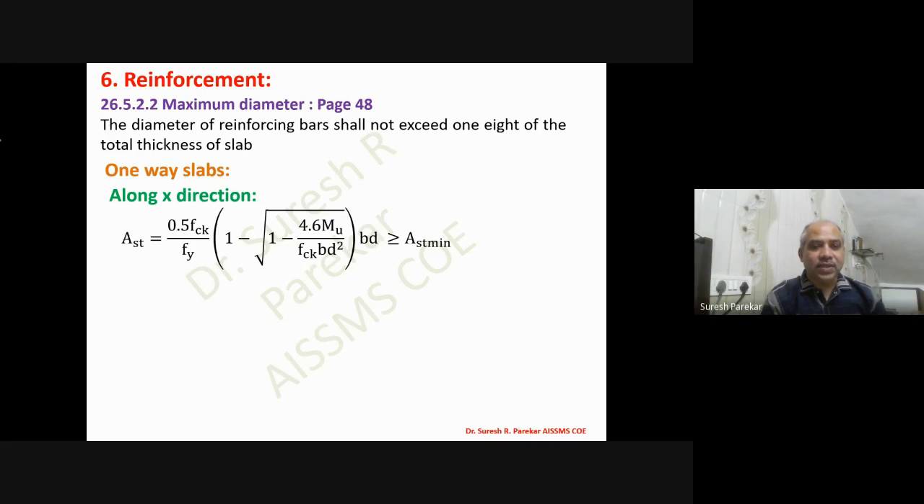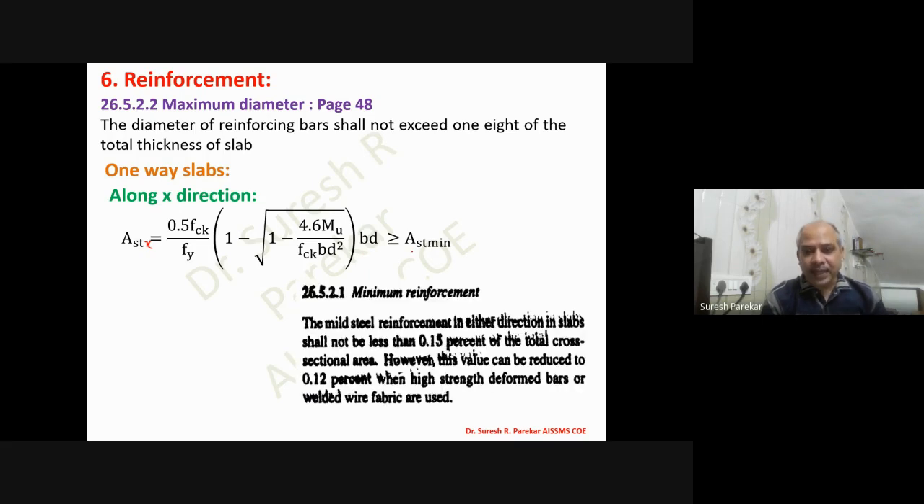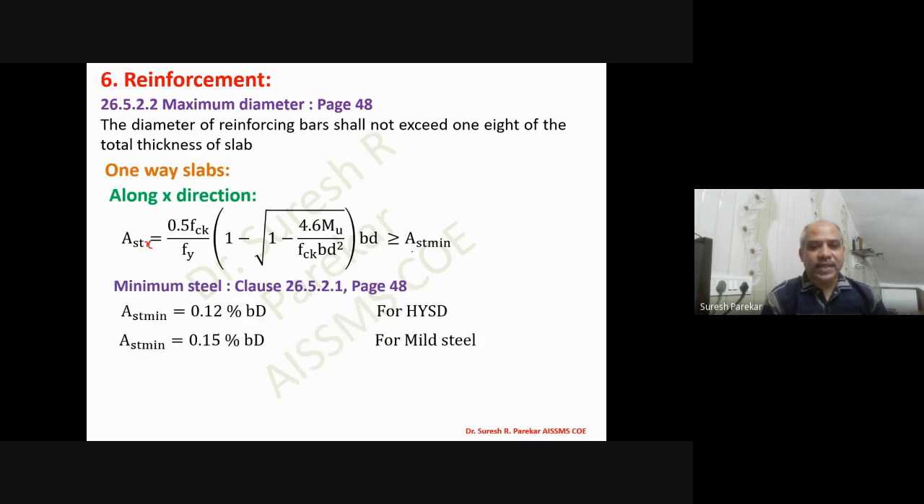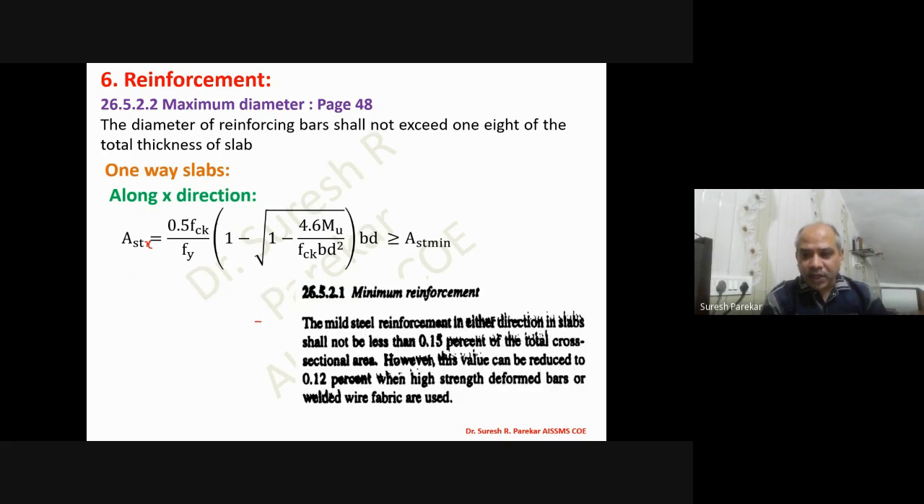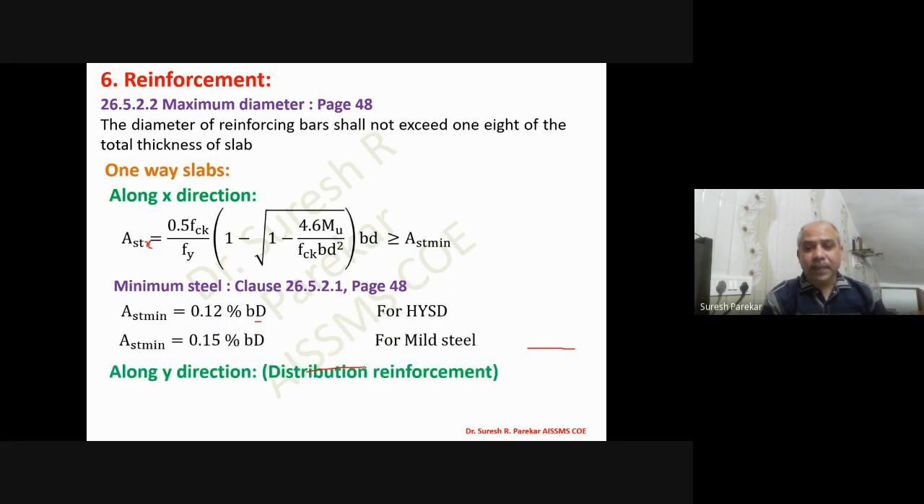Now when we calculate this, if I mention this as AST x, this value should not be less than AST minimum, meaning it should be greater than or equal to AST minimum. If it is less, then we have to provide AST minimum. So minimum reinforcement is given in clause 26.5.2.1. We have these values for HYSD 0.12% BD. So here we have capital D, the total cross-sectional area, as they have clearly mentioned, and therefore we have to take it as capital D. And for mild steel we have 0.15%, and this we have to provide along y direction.